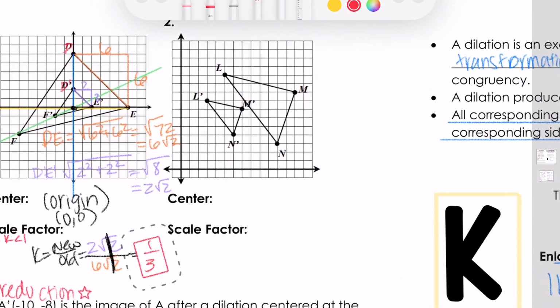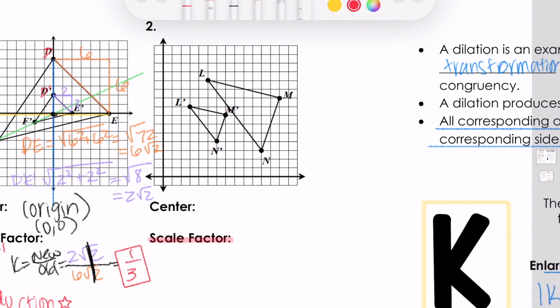All right, so for number 2, I am going to have you find the scale factor. Notice that it is a reduction. That is super important because that'll give you an idea of what you're working with. Find the distance of one segment because it's a dilation, it's all the same. And then do new over old and simplify that fraction. Now your center for this one seems to be a little bit different. Your slope of L prime to L is 3 over 2. Okay, well that's interesting. Can't really do too much with that one.